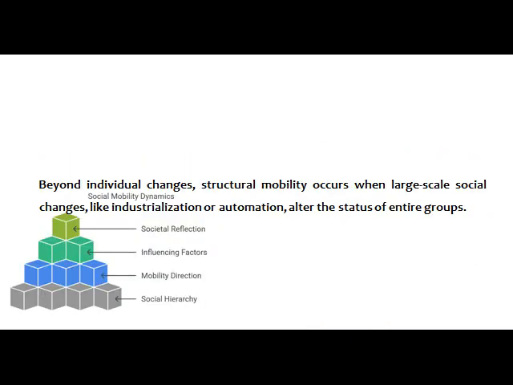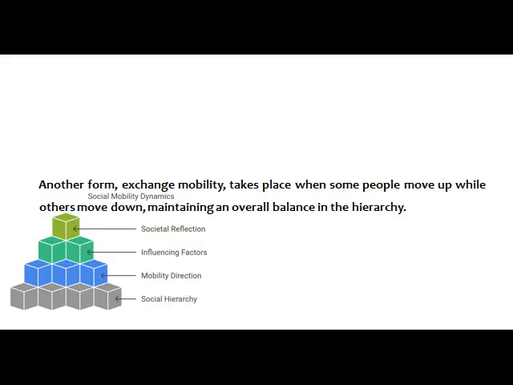Beyond individual changes, structural mobility occurs when large-scale social changes, like industrialization or automation, alter the status of entire groups. Another form, exchange mobility, takes place when some people move up while others move down, maintaining an overall balance in the hierarchy.